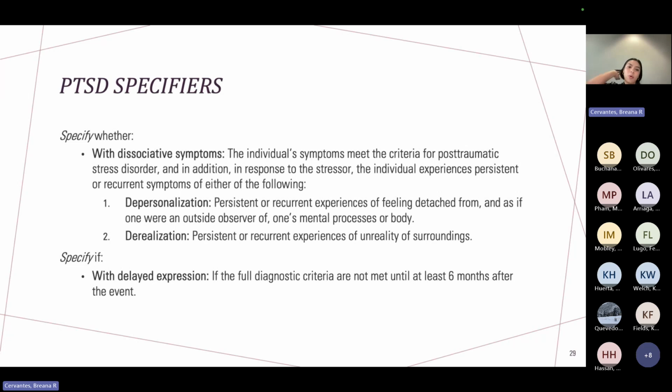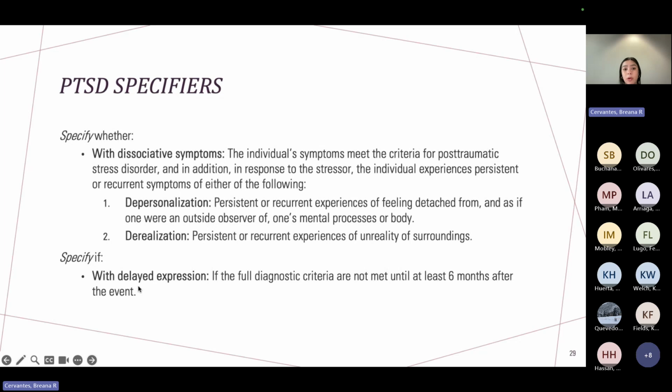Okay, so that's the preschool subtype, and then some general features you're going to see in children across the board. PTSD also allows for a couple of specifiers. So you can say that it's with dissociative symptoms, and dissociative symptoms can either include depersonalization or derealization. And you can also specify whether there was a delayed expression. So I'll just talk about this last one. Delayed expression basically is saying that the full diagnostic criteria, everything we need to meet PTSD, is not met until after at least 6 months after the event happened.